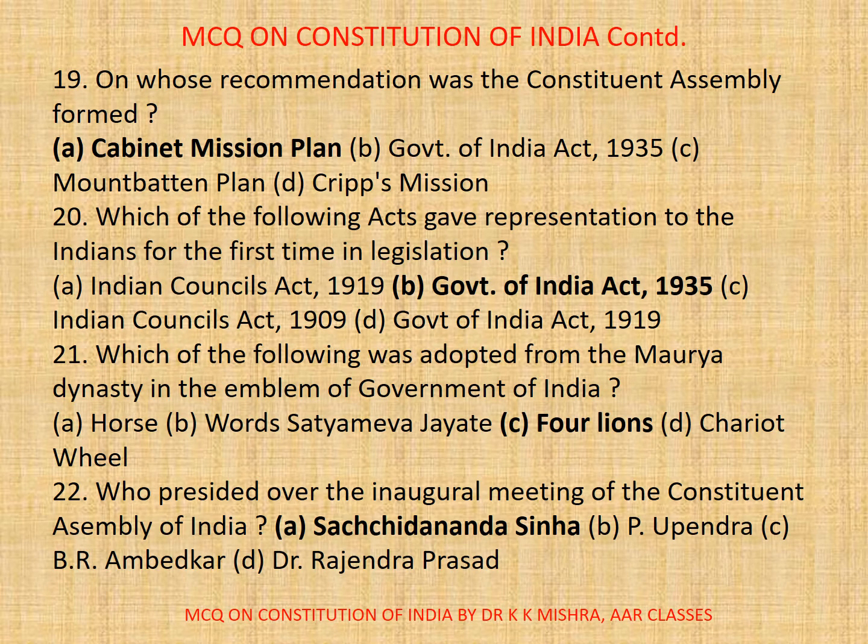19. On whose recommendation was the Constituent Assembly formed? A. Cabinet Mission Plan, B. Govt of India Act 1935, C. Mountbatten Plan, D. Cripps Mission. Correct option is A. Cabinet Mission Plan.